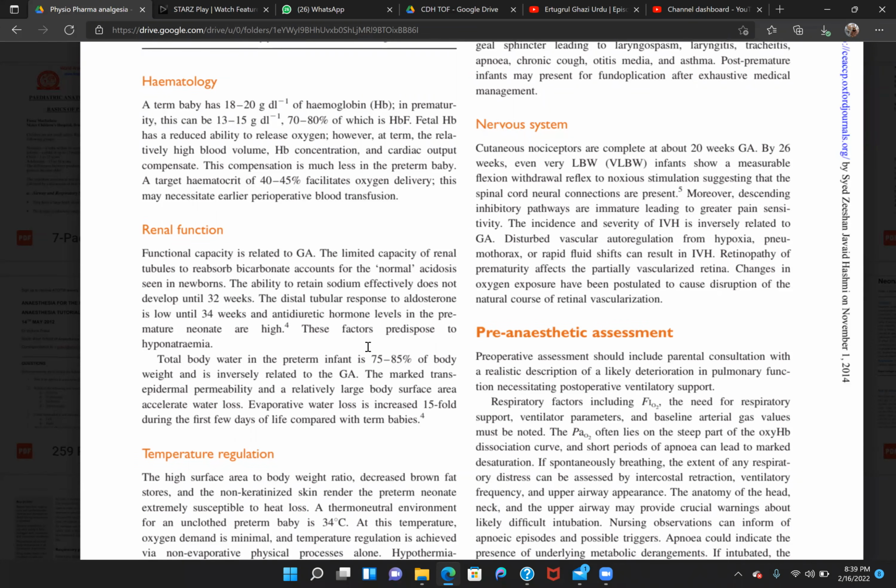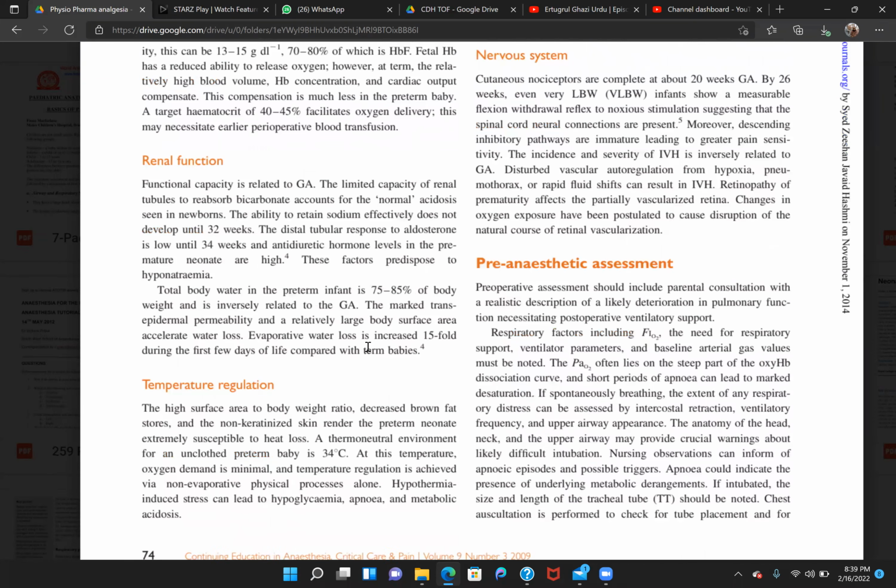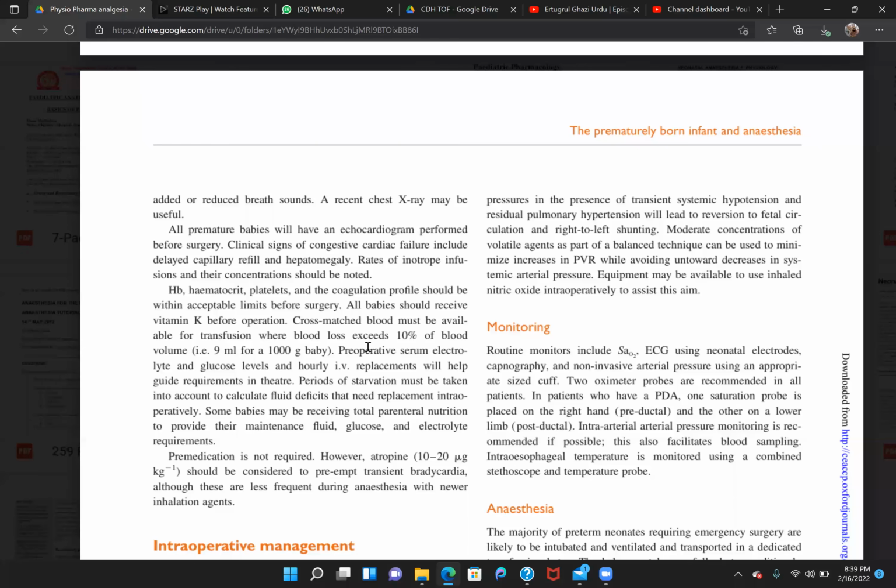Otherwise these are the same things which you know for any baby: fluid, intubation, monitoring, temperature, like whatever we have discussed before. The same things, the concept of total body water and water-based medicines, decreased metabolism, slow excretion. These are the things which we have discussed before. So these are the common things.